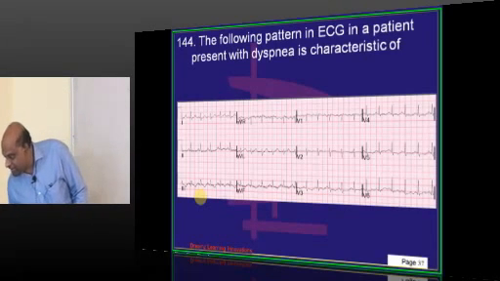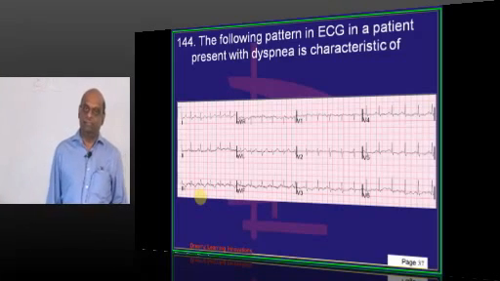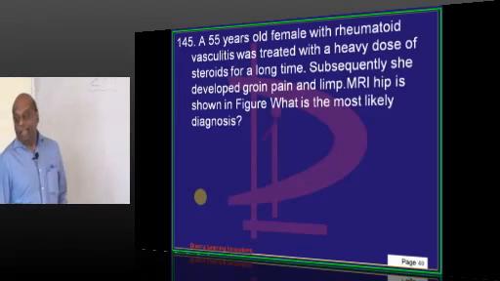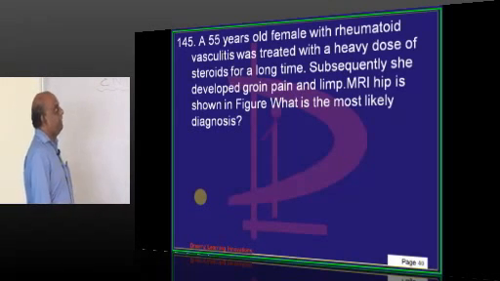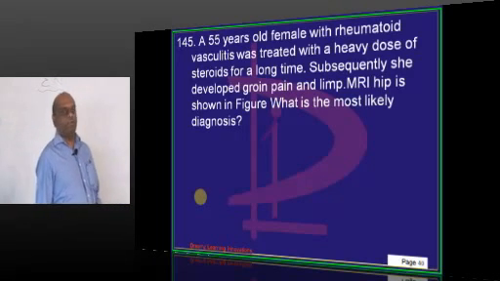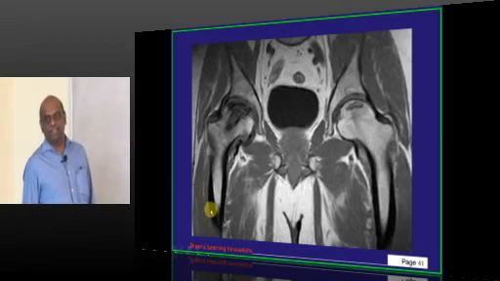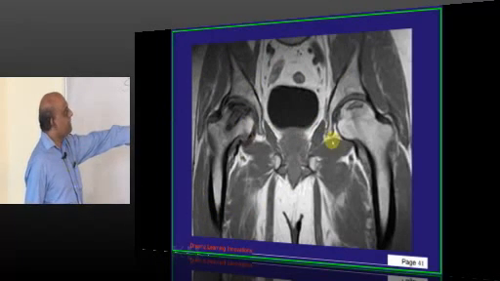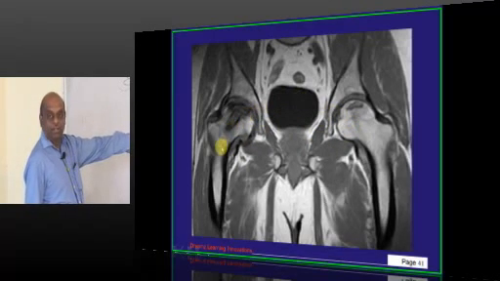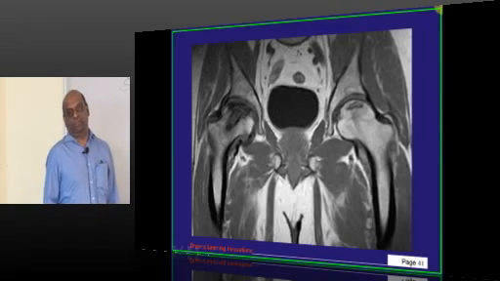So Ashwini is asking, sir, what is the drug of choice for leprosy reaction type 2? Thalidomide, right? So pulmonary embolism. A 55-year-old with rheumatoid vasculitis, he is on heavy dose of steroids for a long time, now develops a groin pain and he is limping, and what is his MRI showing? Typically you are seeing there is a difference between the intensity signal of both the sides of femur. So avascular necrosis of femur.